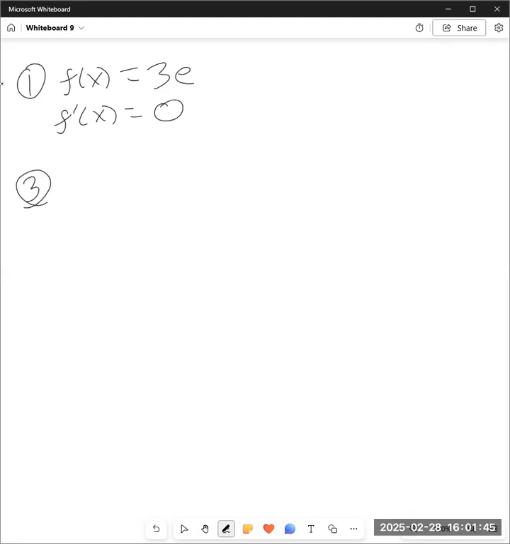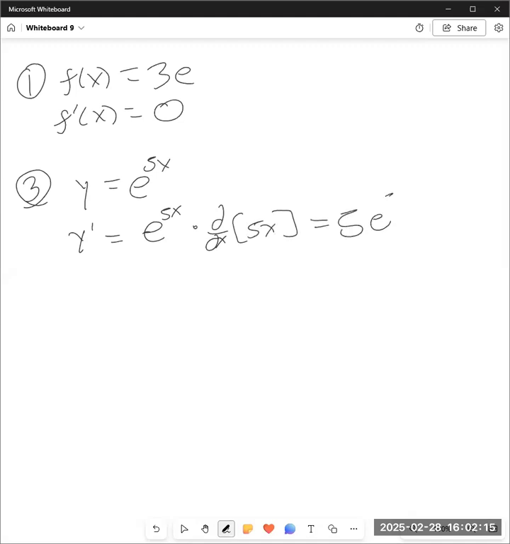So like in number 3, where we have y is equal to e to the 5x, and we're going to use the chain rule here. That's going to tell us that y prime is going to be the derivative of e to the 5x, which is e to the 5x times the derivative with respect to x of 5x, so 5e to the 5x.